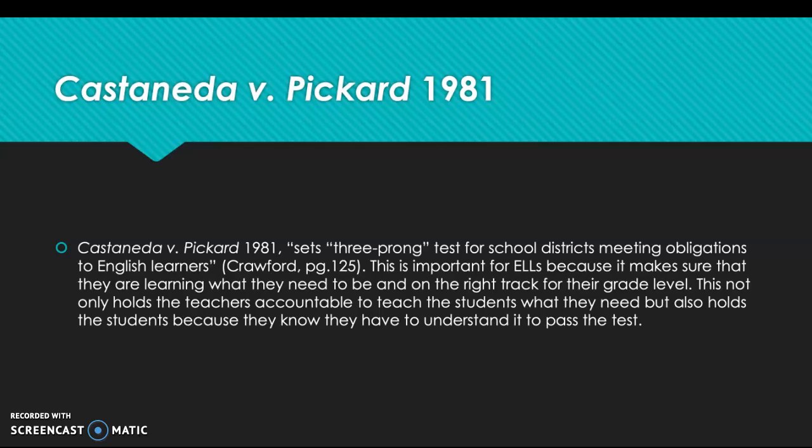Most students will just hear something and put it in the back of their brain or go in one ear and out the other. And with having this three-pronged test, it allows the English learners to have to pass a test to make sure they understand everything that they are learning in the school system.